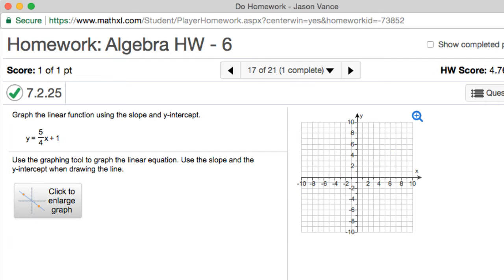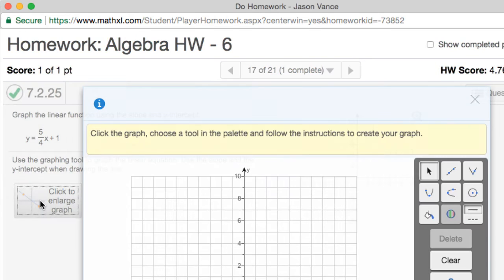And do a similar one. Now, the linear function is y equals 5/4 times x plus 1. So again, click on enlarge graph, click on the line tool, come to the y-axis, the number 1 position.